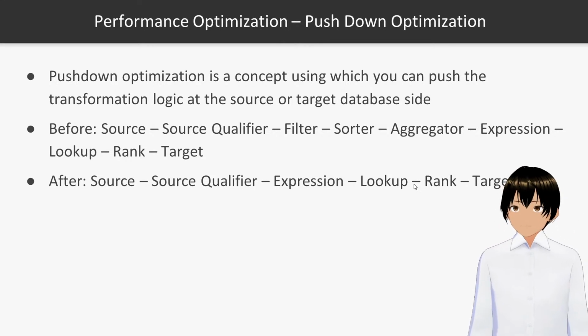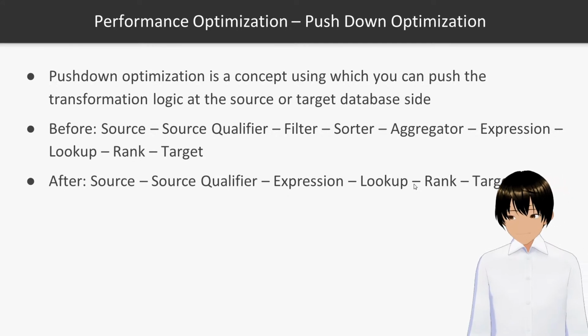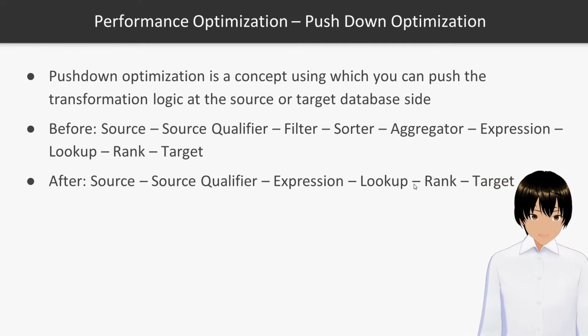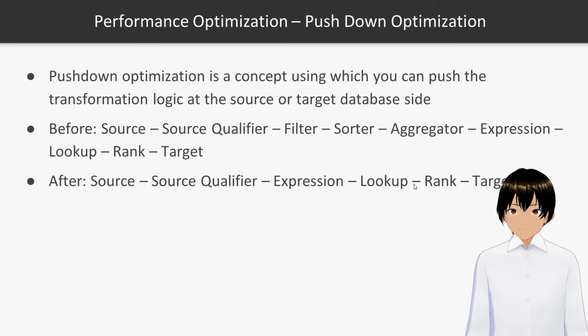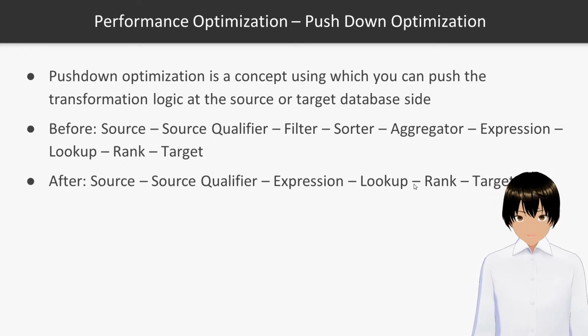Source qualifier transformation: we cannot remove expression as we cannot write the LKP function in SQL override. So after using SQL override, the source qualifier, expression, lookup, rank, and target remain. Pushdown optimization will help save the source qualifier, filter, sorter, aggregator, expression, lookup. Yeah, we are removing a lot.